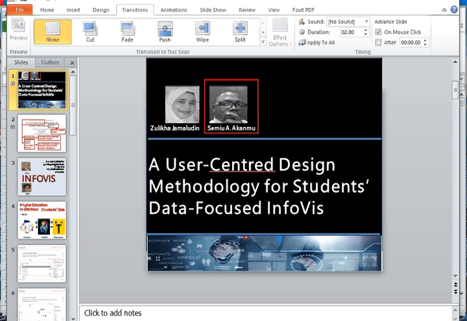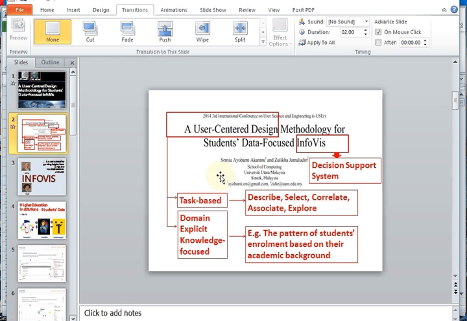So my name is Semiu Akanmu. I'm one of the authors of the book. My co-author is my PhD advisor, Professor Zulikha Jamaludin. Now, I want to deconstruct this title to show its connection with the decision support system class.